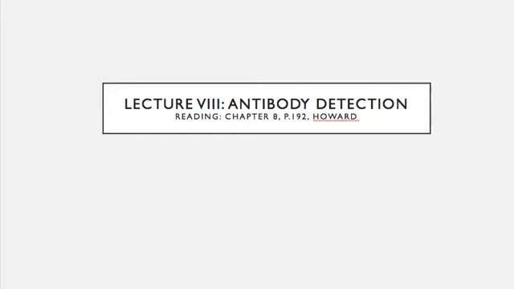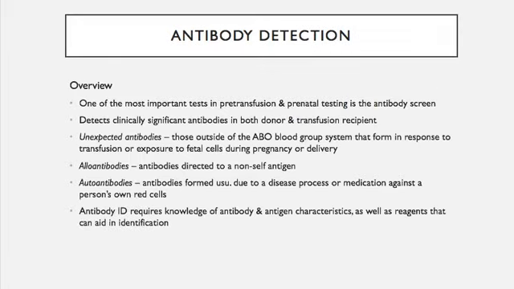In this second lecture video for Unit 3, we're going to talk about antibody detection. Once we do testing to determine if a patient has an antibody, and if we determine that they do have an antibody, we have to do further testing to determine what that antibody is, so that we can issue products for transfusion that will be safe for that patient.